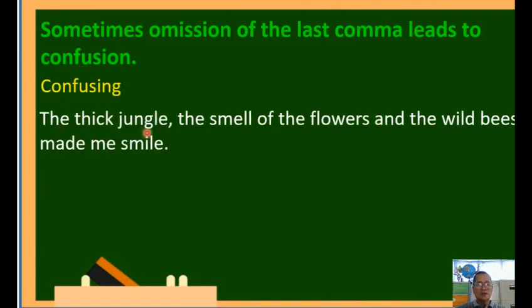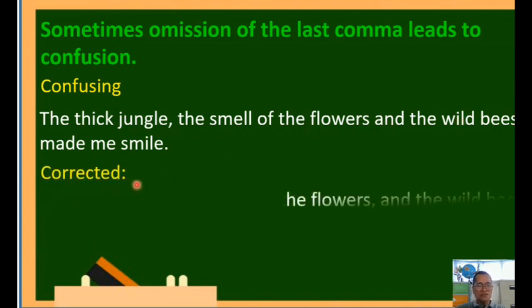The thick jungle, the smell of the flowers and the wild bees made me smile. Alright, dito, meron tayong 3 series of phrases. The thick jungle, the smell of the flowers, at itong the wild bees. Pero, isang comma lang ang ginamit. So, dahil 3 ito, dapat 2 ang comma ang ginamit dito. Kaya nakakaroon tuloy ng kalituhan. Parang isang item lang itong the smell of the flowers and the wild bees. When actually, these are 2 items.